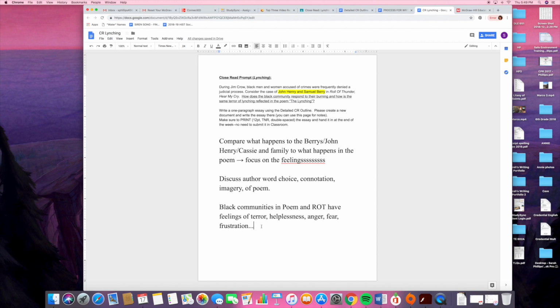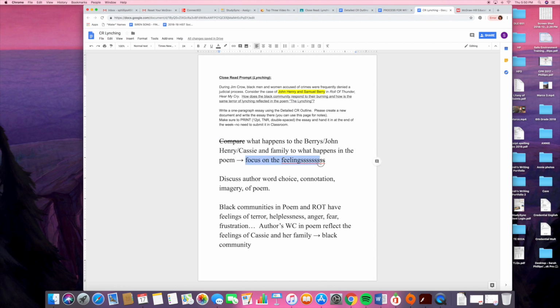Okay, so let's see. Now, I want to also answer author's word choice, WC, in poem reflect the feelings of Cassie and her family, okay, and also the greater Black community. Okay, did I address what happens? We're comparing. Yes, they both have it, so I did my comparing, so I'm going to strike this out so I remember, okay?